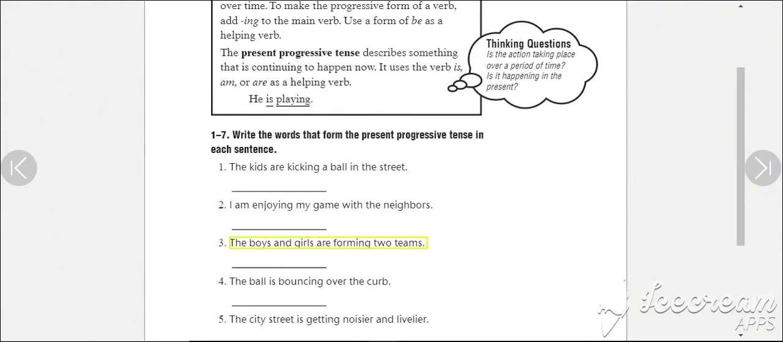All right, the ball. What happened to the ball? Is bouncing. The city street. What happened to the street? And so on. It's easy to figure out the verb from the sentence by asking yourself this question. Once you get the answer, it's easy to get the form. Like am enjoying. This is the present progressive form. Are kicking. This is the present progressive form. And so on. Do the exercise and then I'll send you the model answer.